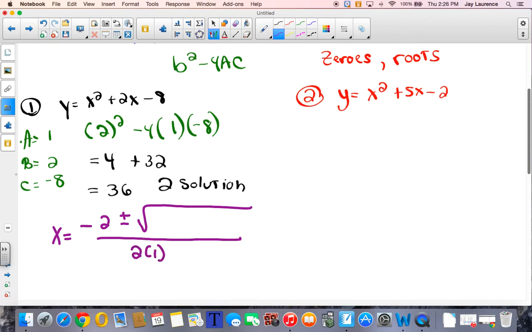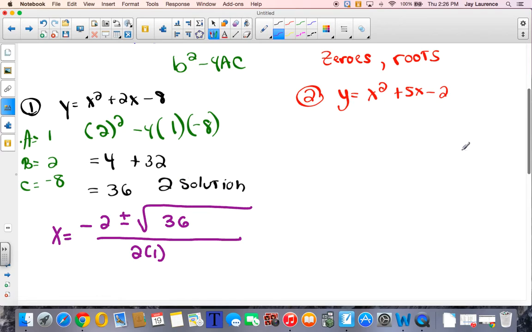Now you notice I didn't fill in this part. You know why? Because I already did the work up here. This is the discriminant. I'm just going to put 36 in there. So x equals negative b plus or minus the square root of the discriminant all over 2a. I already did the work for the discriminant. Why would I go and recalculate it? I already know it's 36.